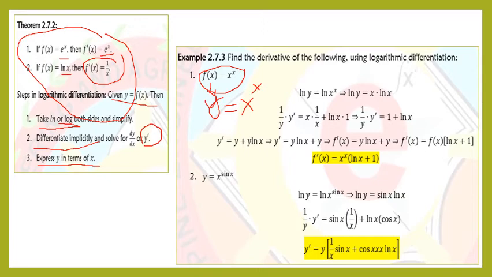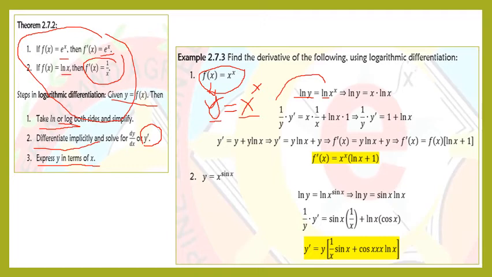So, step 1 na tayo. Take ln or log both sides. So, ang ln ni y is ln y. Nagdagdag lang siya ng ln kasi take ln or log man. And then, yung sa kabilang side, sa right side, lagyan lang din ng ln. Okay, dinagdagan lang siya ng ln sa step 1. Just copy the given. Ln of y galing dito, dinagdagan ng ln. Ito din, dinagdagan din siya ng ln. So, ito na yung result niya.